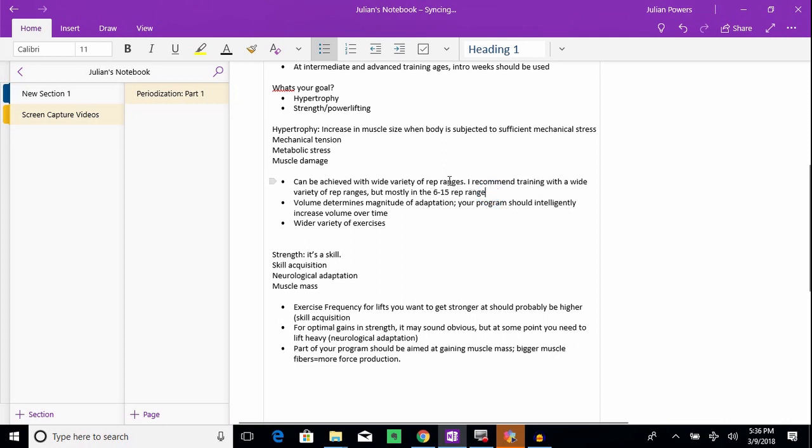But I recommend doing most of your reps in the 6 to 15 rep range. Why? Because from my perspective, and there hasn't been a ton of research on this, it is the best way to accumulate volume over time, which is the next point. You want to intelligently increase volume over time and also have a wide variety of exercises in your program. Hopefully that wasn't too complicated for you.